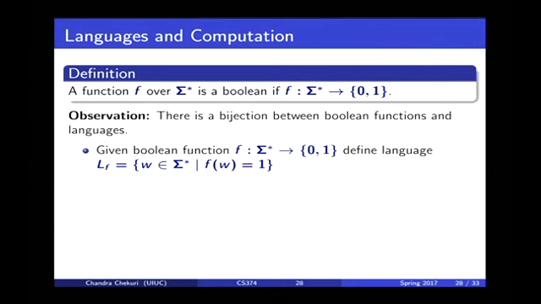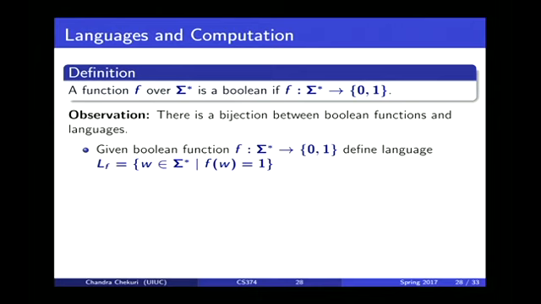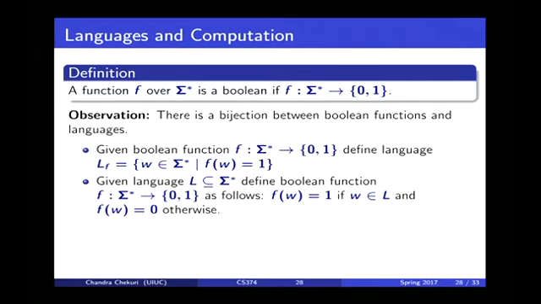The other way is also true. If I give you a language, which is simply a subset of the strings, how can I encode it as a function? Here is a simple function: for every string in the language, the function assigns 1, and for every string not in the language, it assigns 0. Is that clear? So languages are essentially the same as Boolean functions.